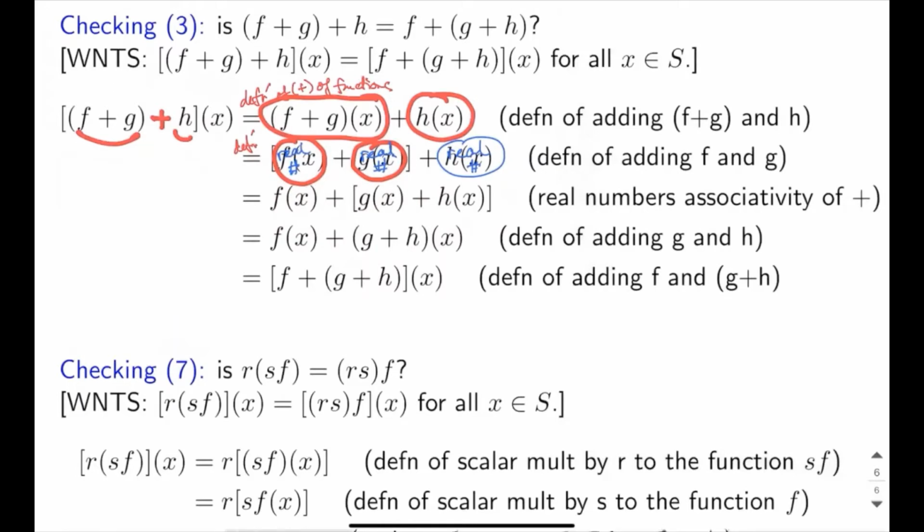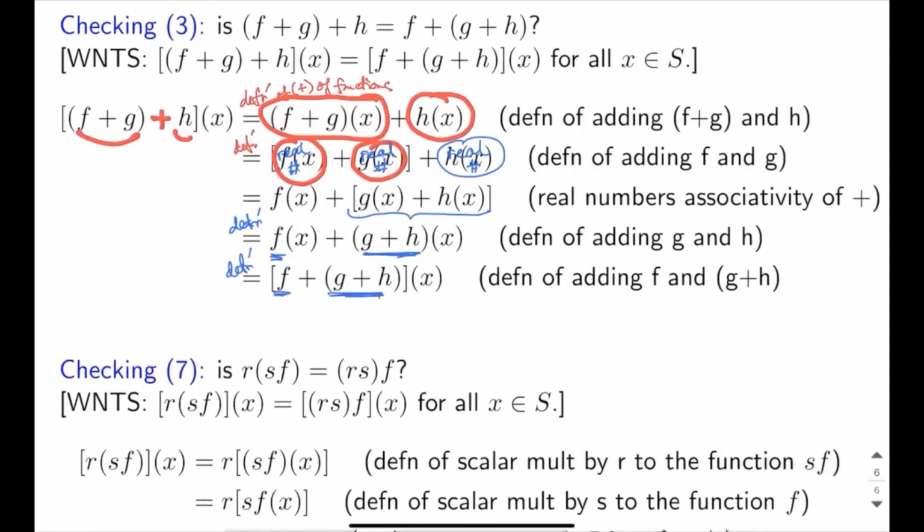Now this one turns out to be, by definition, and then we combine this and this. We are going to get f plus g plus h. And this is also by the definition of the summation of two functions, f and g plus h.